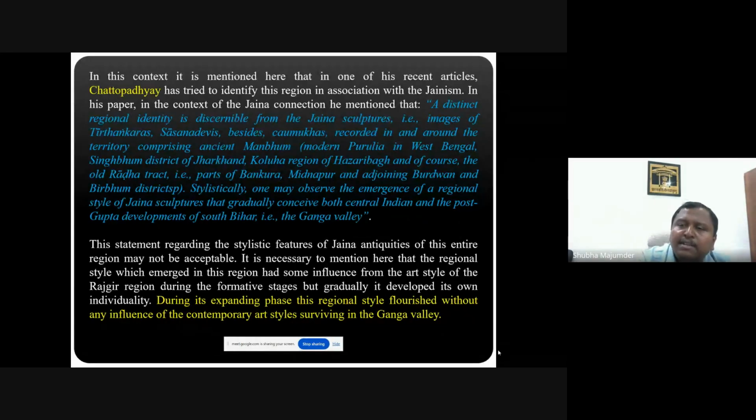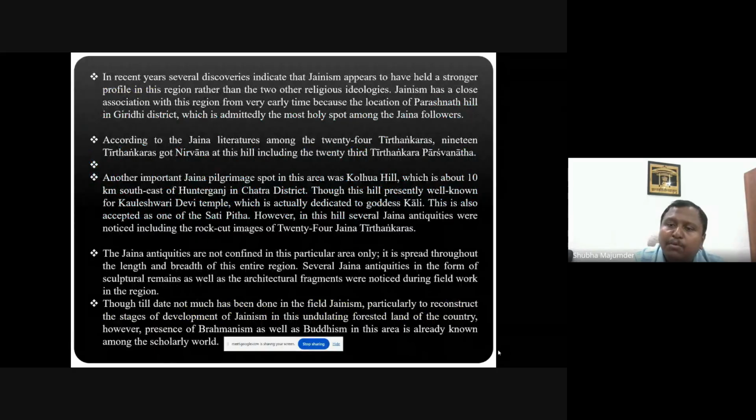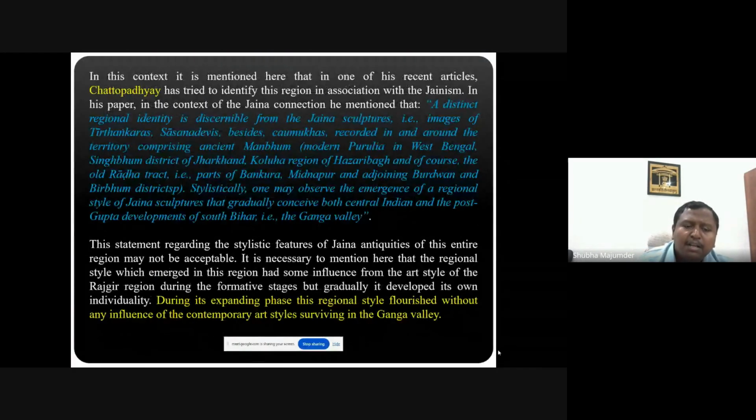Because there is a common tendency about the identification of the Jain art style, and because the earlier scholars have already studied Buddhism and the Brahmanical, they try to highlight the art style which developed in the Ganga Valley in the post-Gupta period. It also influenced this area of the Chhotanagpur Plateau, like the other parts of Purulia, Birbhum, Bankura. But this statement regarding the stylistic feature of the Jain antiquities of the entire region may not be acceptable. This is not acceptable in all cases or in all Jain images found from this region.